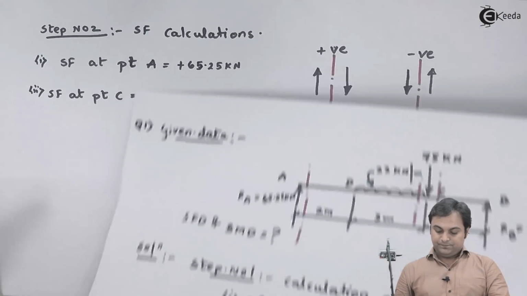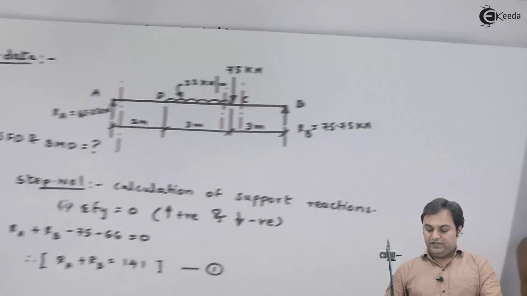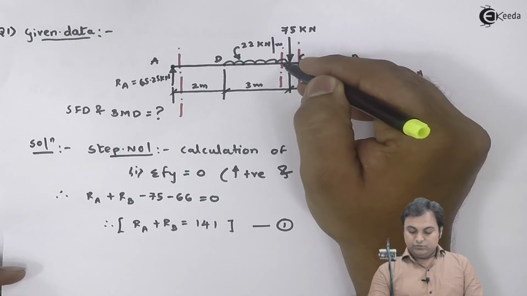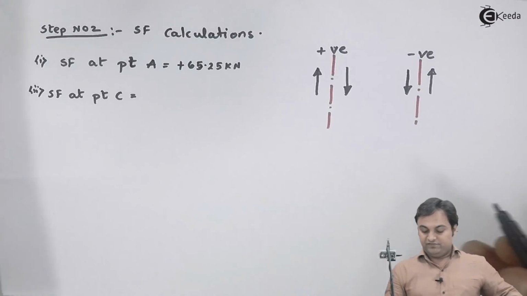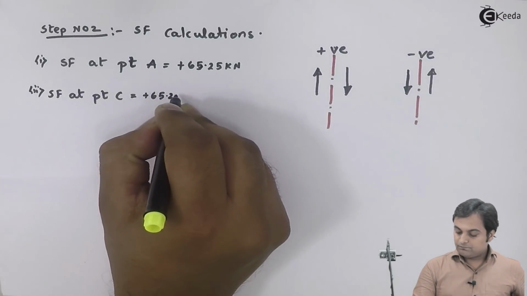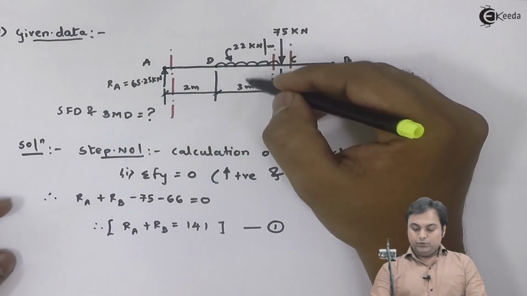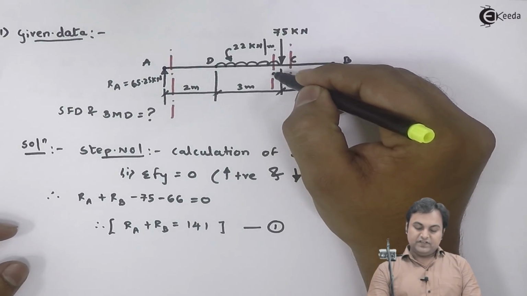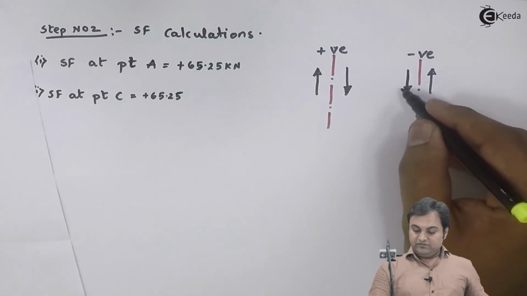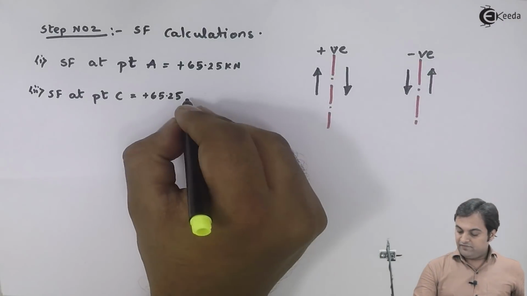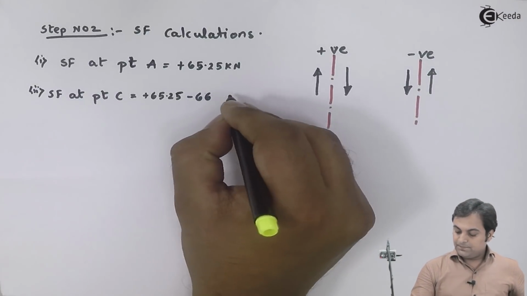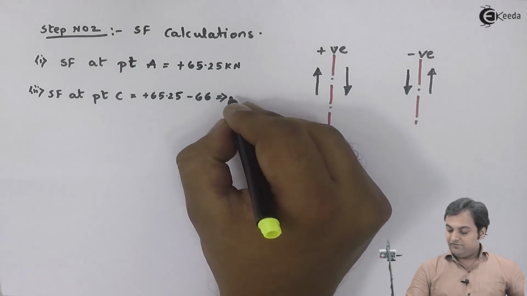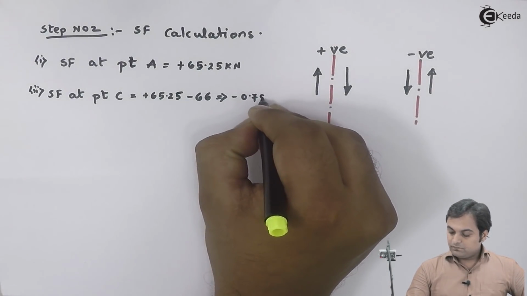I will say that this SF at point C will be equal to, if I am taking the left section, here I have RA to the left of section upward, so it is positive, 22 into 3, that is 66 in the downward direction. So if to the left of the section we have downward force, that should be negative, so here I have minus 66. This gives me a value as minus 0.75 kilonewton.